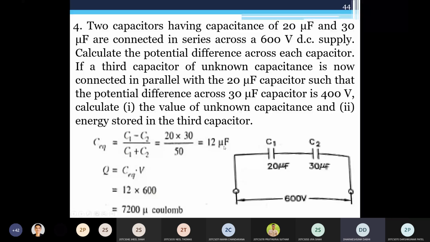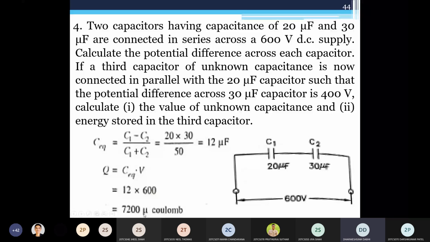Then after finding C equivalent, find out the amount of charge. Because the two are connected in series, the same amount of charge is passing through these two capacitors. Clear? So Q is equal to C equivalent into V. C equivalent is 12 microfarad, and voltage is the supply voltage 600 volt. So the amount of charge passing through both capacitors C1 and C2 is 7200 microcoulomb.